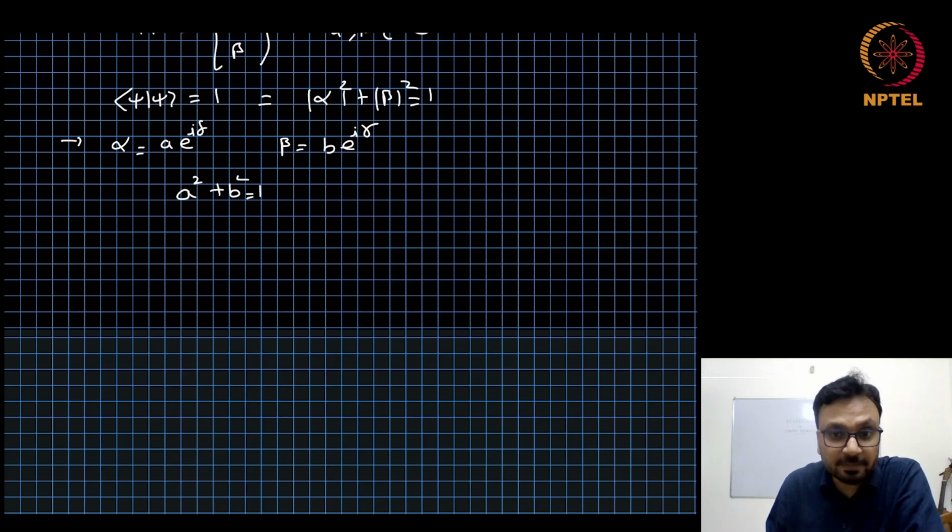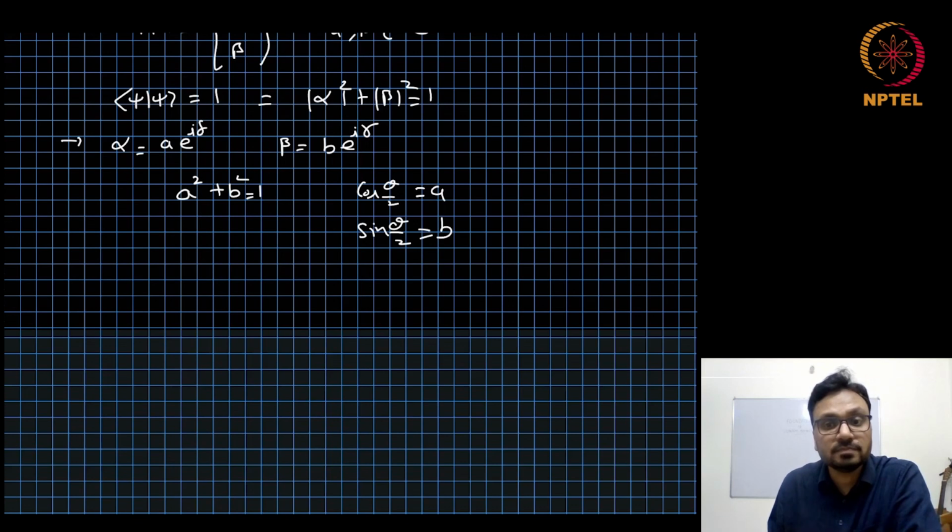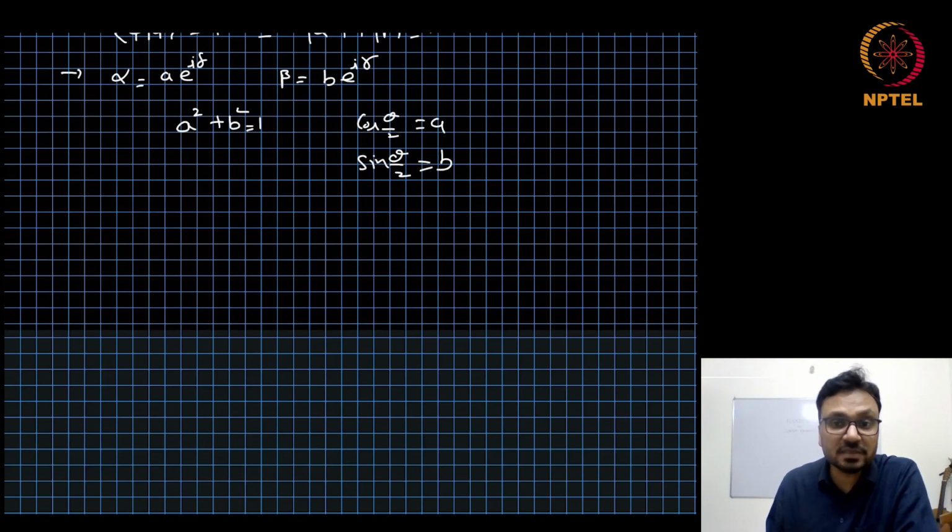Instead of calling them a and b with this normalization condition, we can just call them cos of theta over 2 is a and sine of theta over 2 is b. Why over 2? It's more traditional and it will be useful in some geometrical representation, but this division by 2 is not really mathematically relevant, but it's good for some simplifications later on. Once we say a and b are cos and sine functions of the same parameter, then a^2 + b^2 = 1 is automatically satisfied.